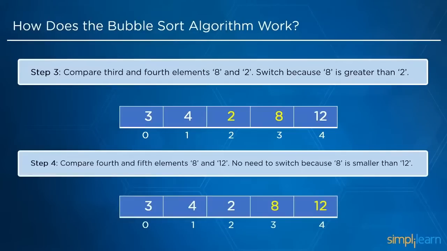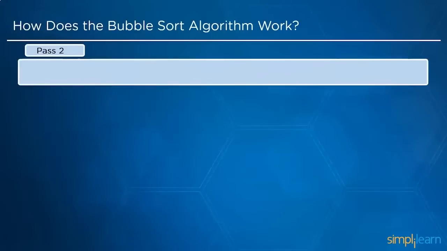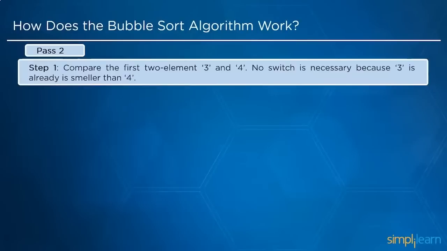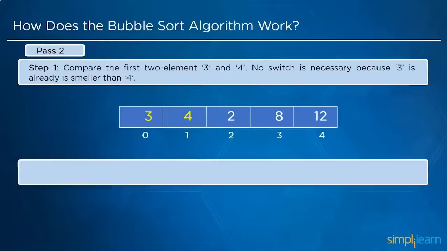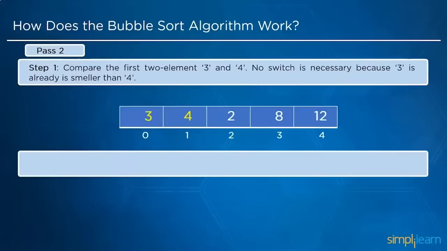There is no need to swap because 8 is already less than 12, so you can see it clearly. So now we enter into pass 2, and in pass 2 we need 3 steps. In the first step of the second pass, let us select the first 2 elements, which are 3 and 4. No swapping is necessary as they are already in order.